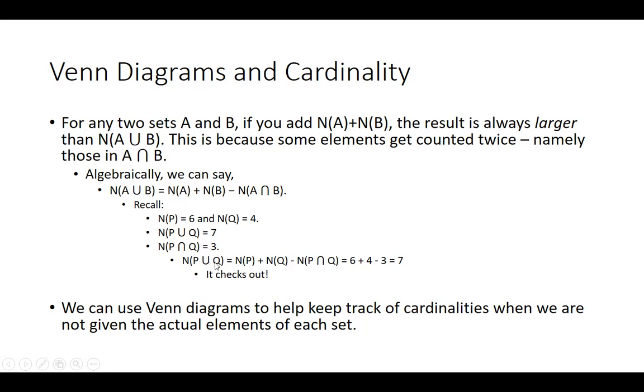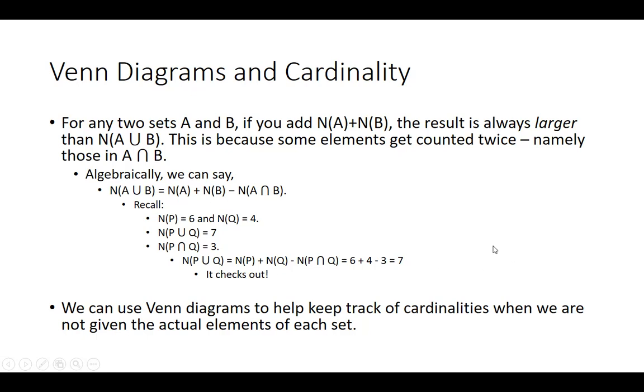If we have our algebraic formula that the cardinality of the union is the cardinality of the first plus the cardinality of the second minus the cardinality of the intersection, that would give us 6 things plus 4 things minus 3 things, which is 10 minus 3, which is 7. And 7 was what was in the union. So it does check out.